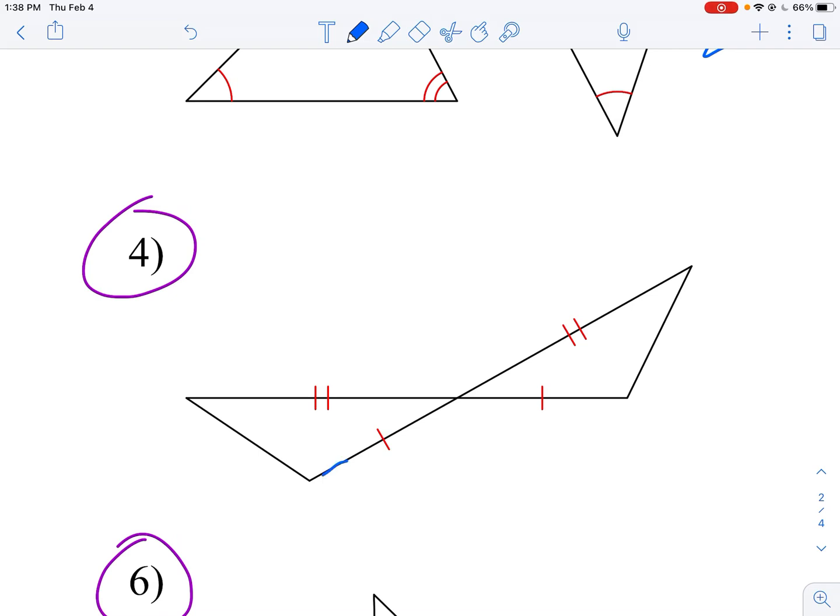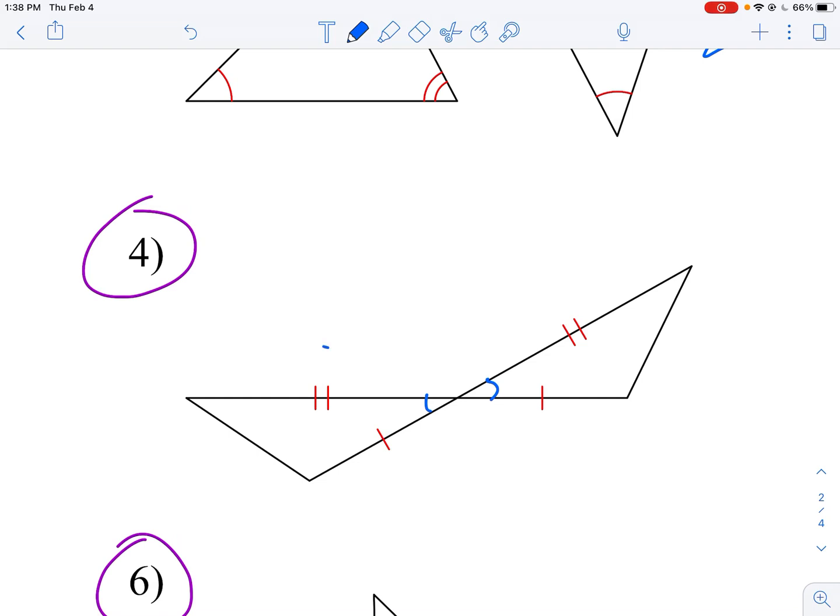Well, in the middle here, we have two intersecting lines. And anytime you have two intersecting lines, they form two things called vertical angles. And vertical angles are guaranteed congruent 100% of the time. And so we now know that these two angles in the middle are congruent.